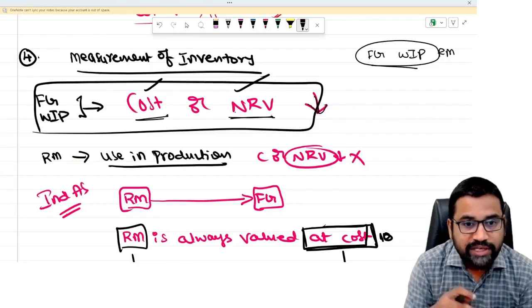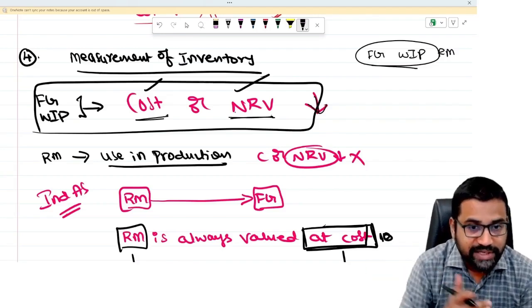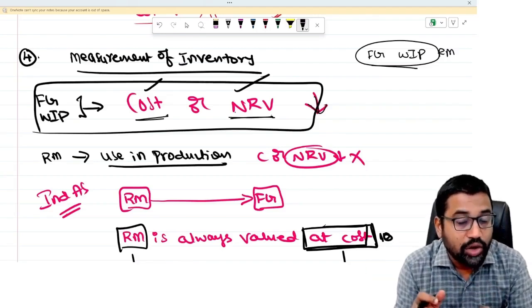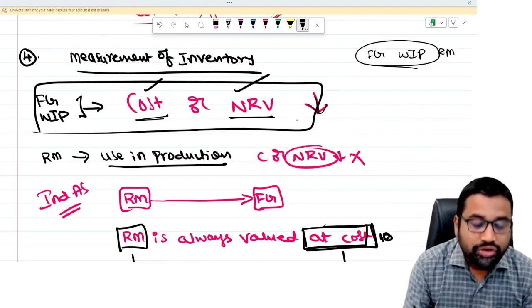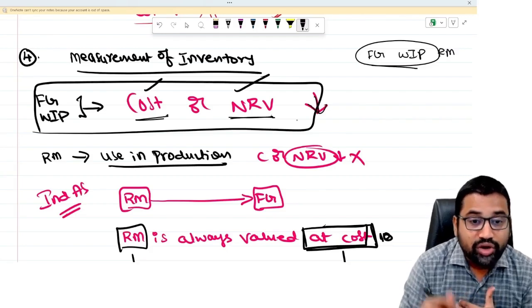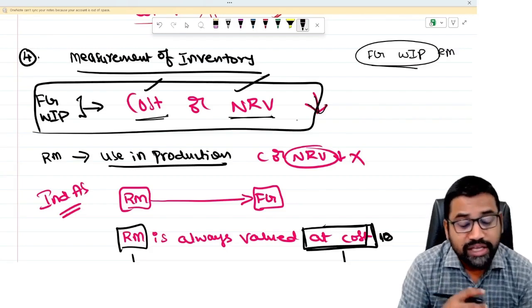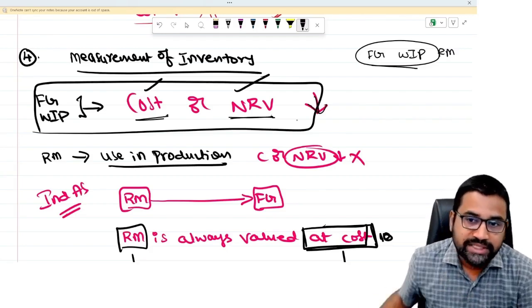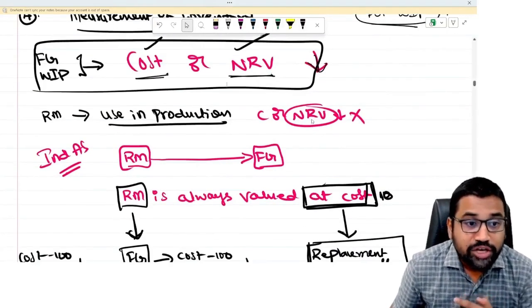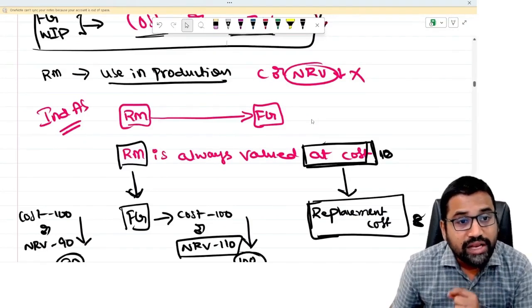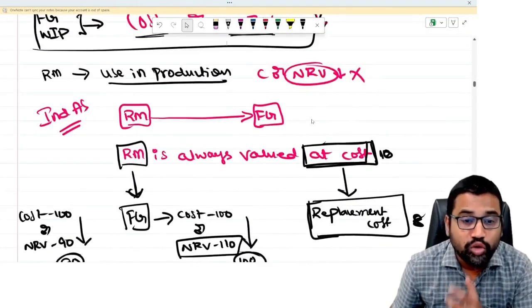You purchase raw material for use in the production, not held for sale. Therefore, you cannot compare the cost of the raw material with its NRV. So that's why cost or NRV, whichever is lower, is not applicable in case of raw material. Sir, then how to value the raw material? See, simple. Raw material, you hold it for use in the production, right? It is not meant for sale. Therefore, the cost or NRV, whichever is lower, principle will not hold good.